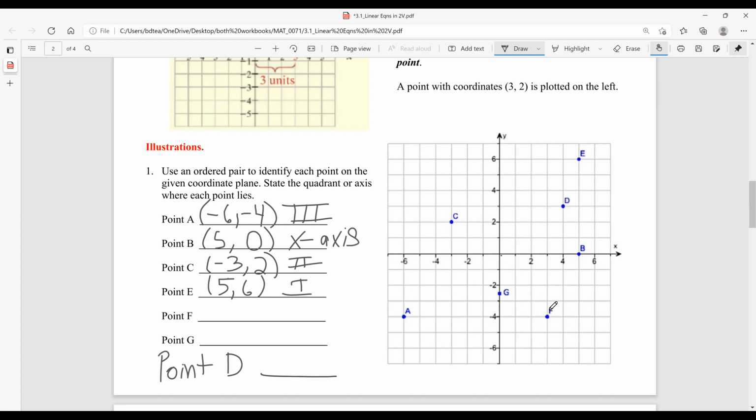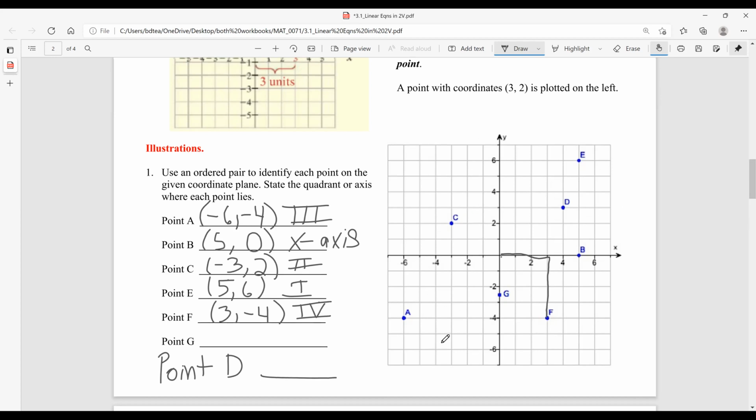Point F, again, the x coordinate is going to be 3. The y coordinate is going to be -4. So this is 3, and then you're going to go down 4. So the coordinates here for F are 3, -4, and it is in the 4th quadrant. Remember, the quadrants are counterclockwise. This is quadrant 1, 2, 3, 4.